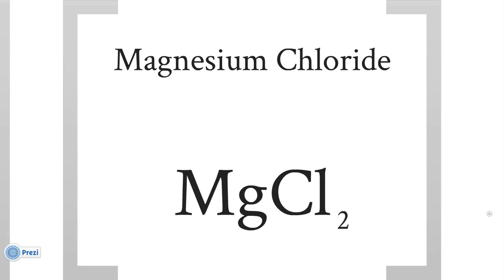For magnesium chloride, the magnesium cation has a charge of +2, and the chlorine anion has a charge of -1. But look, there are 2 chlorines. So +2 minus 1 times 2 will give me 0 overall.